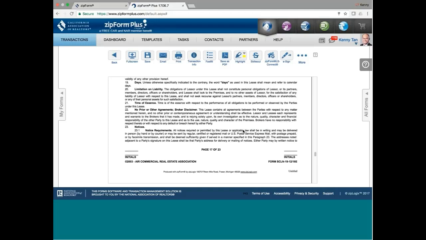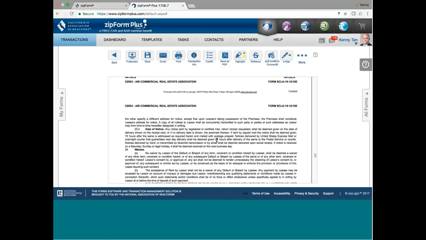So just make sure that if you want to serve notice, you consult paragraph 23 to decide what type of notice is permissible. And this one also actually allows a facsimile transmission, so you can do it by fax, okay. So this is actually a very flexible way to give notice.